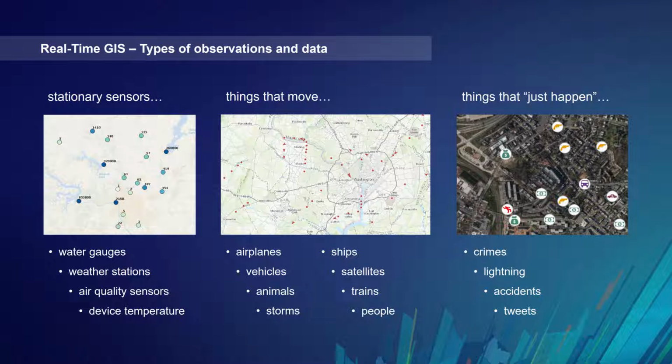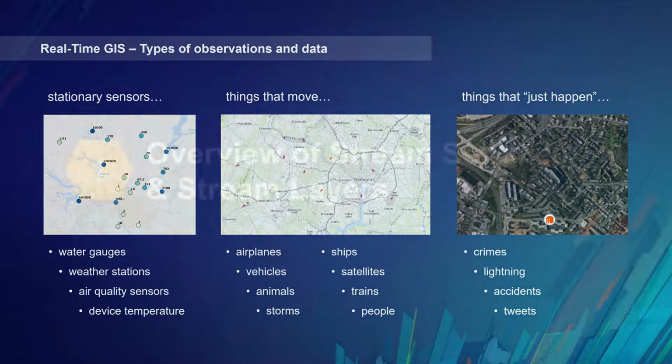But real-time data doesn't have to be things that move. You can have stationary sensors that are measuring air quality, temperature, pressure, humidity, maybe soil. You want to know how much water is in the soil for precision agriculture. That's an interesting use case of real-time data. All of this data can be brought into GeoEvent Server.